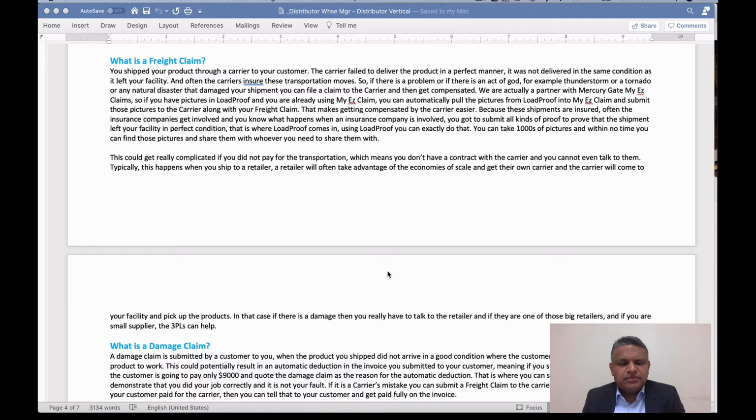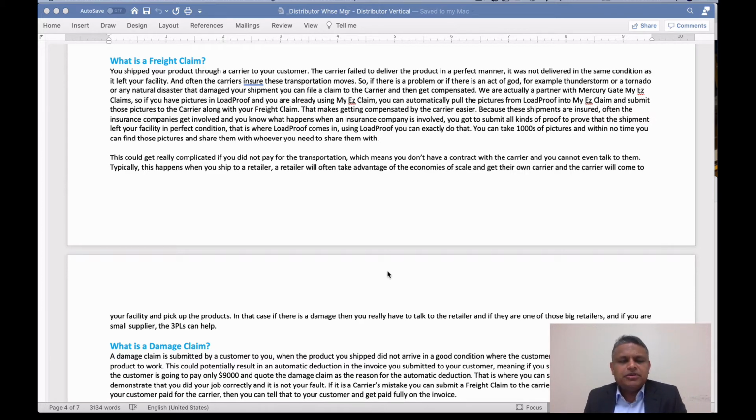Often, when it's insured, the insurance companies come in and the first thing they ask for is proof, and pictures are the best proof. They just make the conversation go so much faster, right? And even if you take thousands of pictures, with LoadProof it's very easy to generate PDFs and upload them. It's very easy to pass on those pictures to whoever needs them, right?